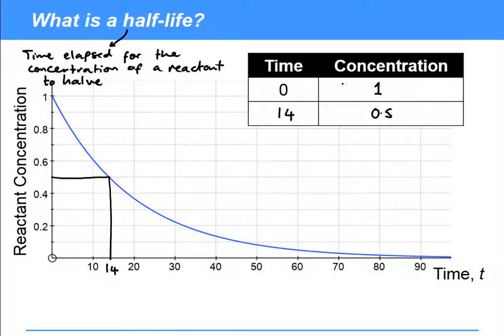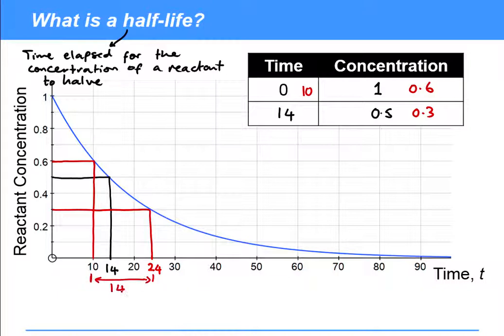Now it's important to realise that we don't have to start at time 0. The half-life can be defined from any starting concentration. So let's say we wanted to start off at, say, 10 seconds instead. Then the concentration at 10 seconds, if we go up to here, is going to be around about 0.6. And we're going to look for when it becomes 0.3, which would be halving. So we're going to go down to here. And here it turns out we're around about 24 seconds. So this half-life here, between these 2 points, is also 14 seconds.